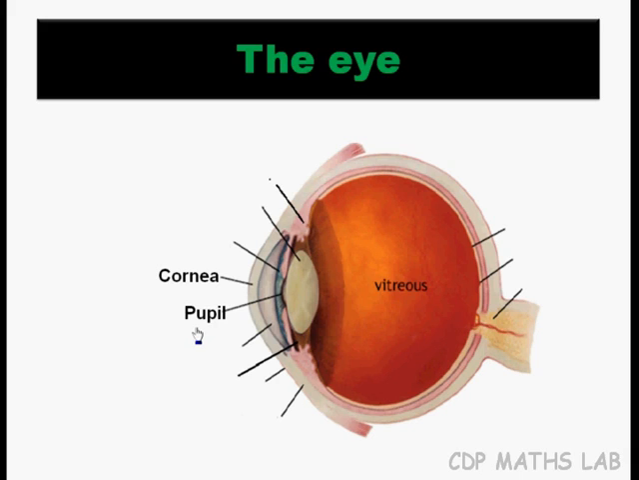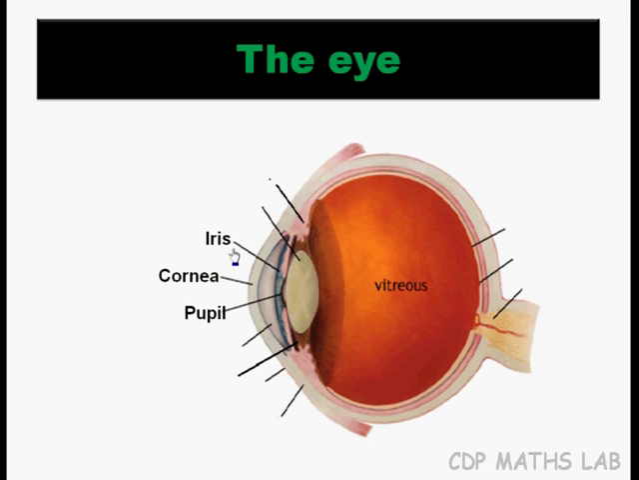looking through is what is called the pupil. And of course, all holes allow things to pass through. So in this case, the pupil, a hole, will allow the light rays to pass through.